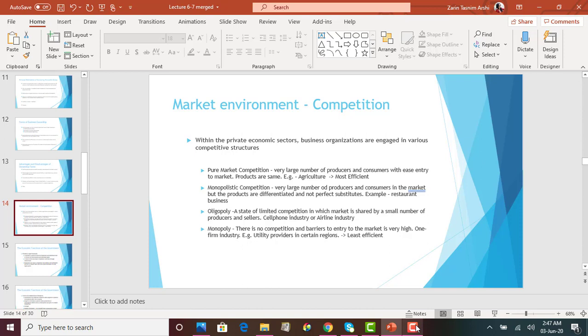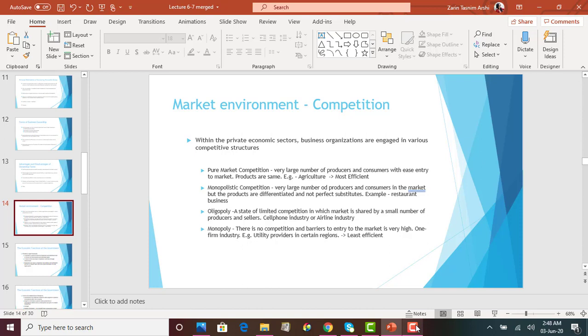Think about cabbage. If I am producing a cabbage and if Tom is producing a cabbage, they will taste the same, they will look the same, so the products are identical. Then there are a lot of farmers who will produce cabbage, so there is a large number of suppliers.